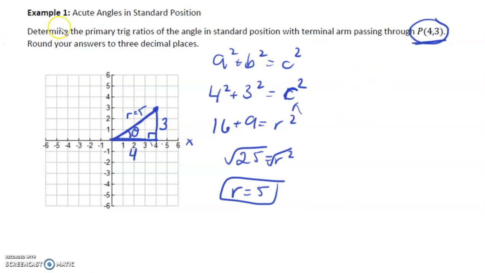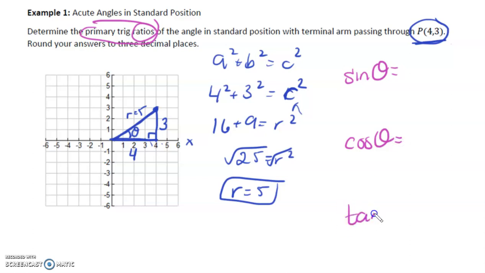Now, this question asks us for the primary trig ratios. As a review, this is the angle, and this fraction is the ratio. When you think of ratio, you should think of fraction. And then we're going to round our answers to 3 decimals.